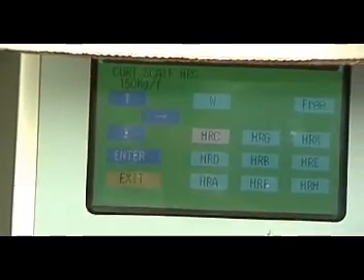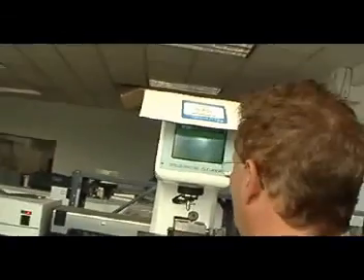This does the same thing as that. It's motorized. This is hand. That's automatic. We have a lot of them. We do both.